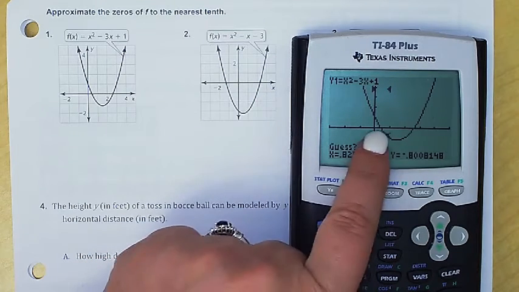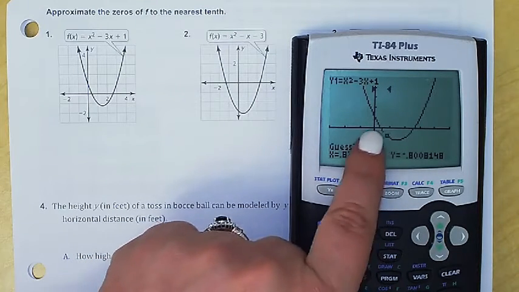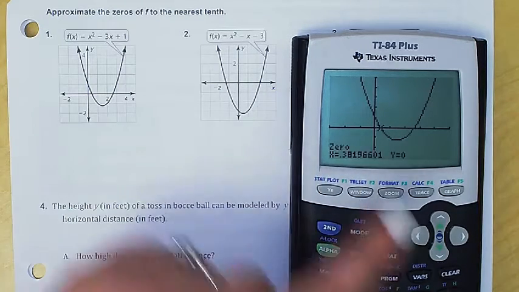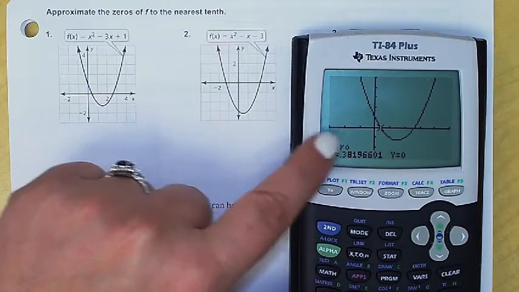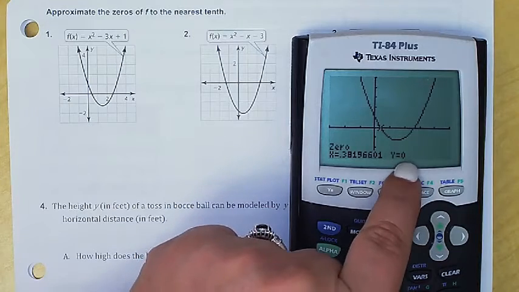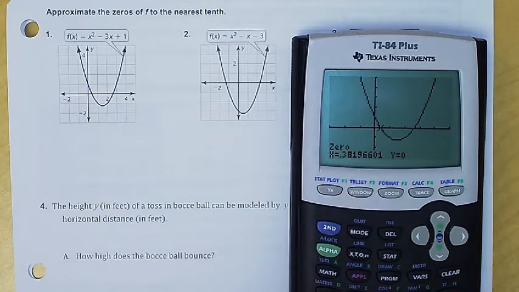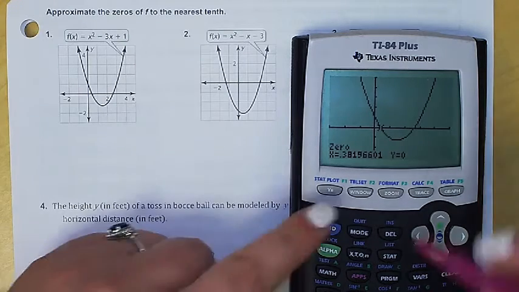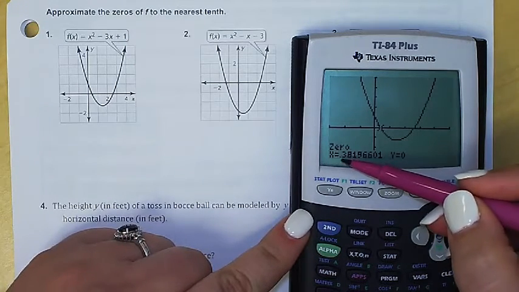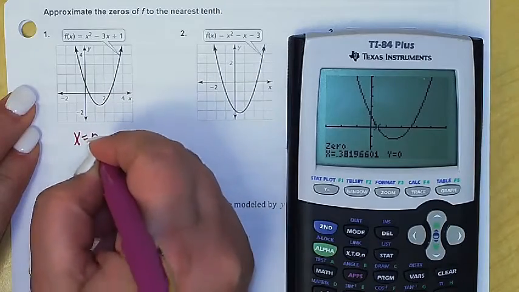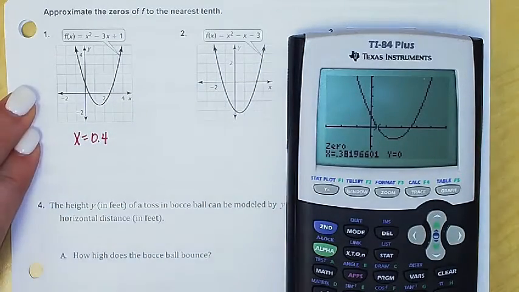And then it's going to say, okay, I'm going to look between those two markers you made. Am I ready to guess? And you hit enter a third time. And when that word zero comes up, and you can see that the y-coordinate is 0, so that is your x-intercept. That's how you know you're at your solution. And if we round that to the nearest tenth, I would think it's just 0.4 there. So one of our solutions here is at 0.4.